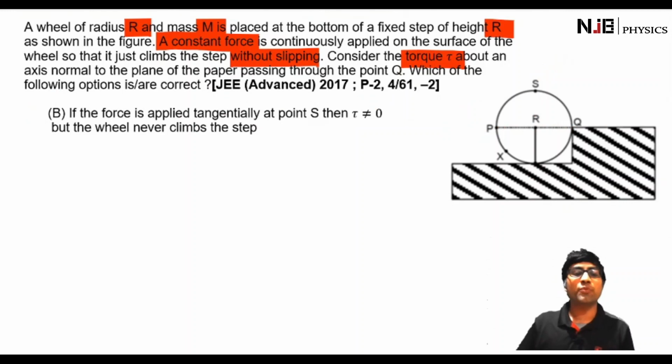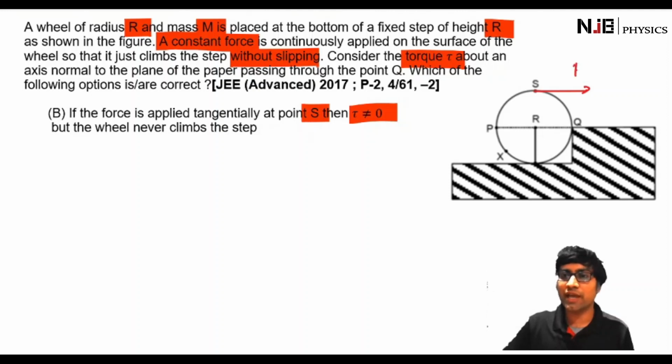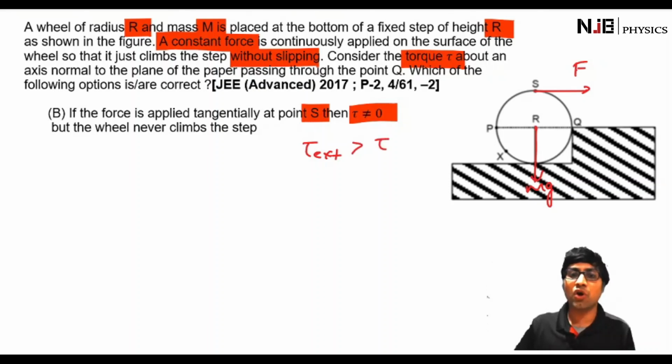So now according to option B, if the force is applied tangentially at point S, then the net torque on this disc is going to be non-zero, but the wheel never climbs a step. Well, if you apply a force F tangentially at this point S, then let's see what is going to happen. One force at the center of mass is acting in the downward direction, which is its weight. And what you need to do to make this wheel rotate, well, the torque due to external force must be greater than torque due to gravity.